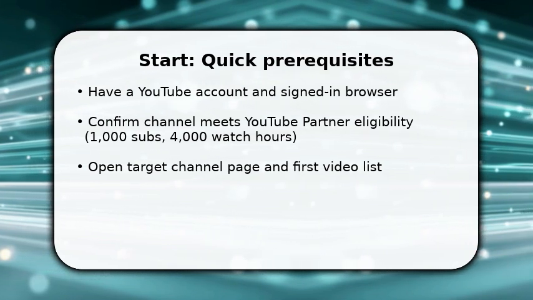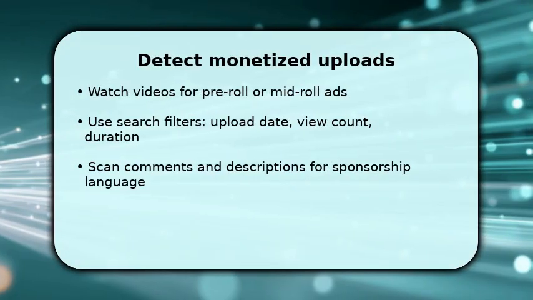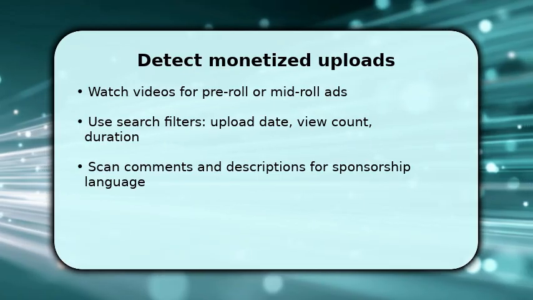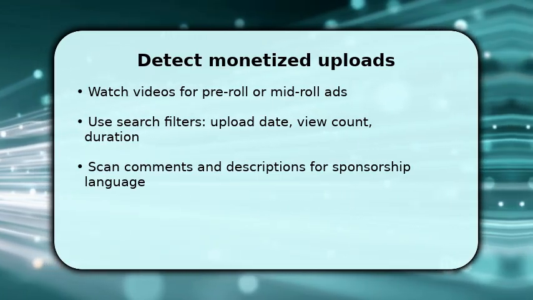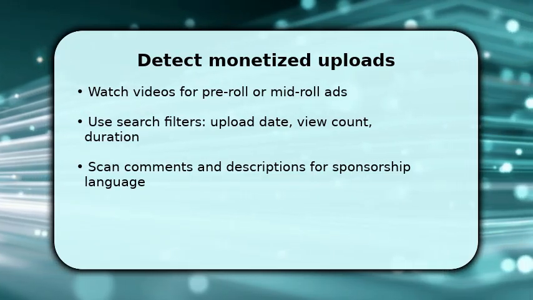Play the selected videos and watch for pre-roll, mid-roll, or overlay ads. That confirms ad revenue is active. Once you see ads, pause and scan the video description and pinned comment for sponsorships or affiliate disclosures. Those indicate additional monetization streams.